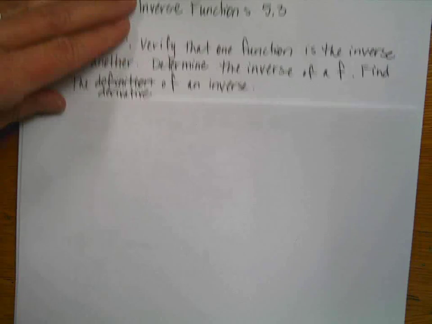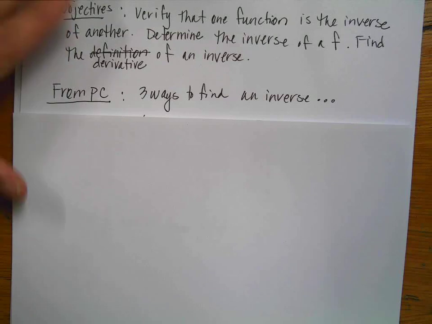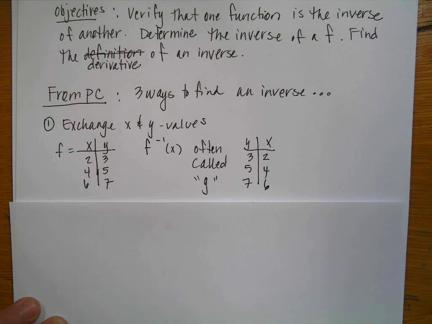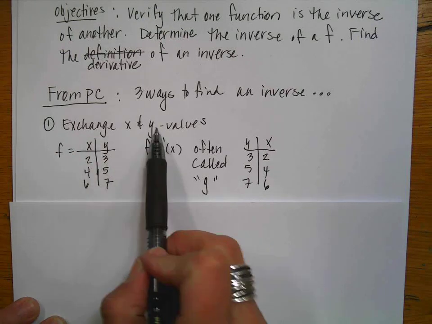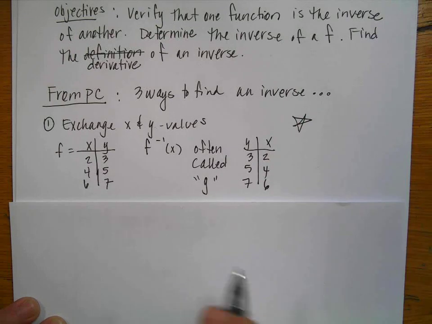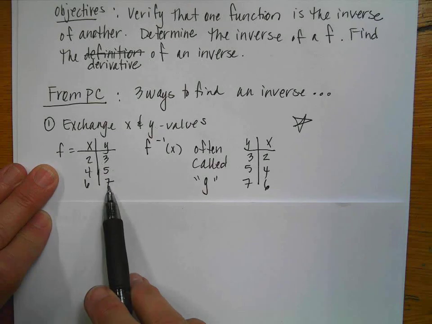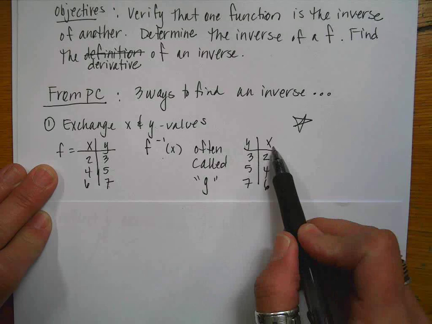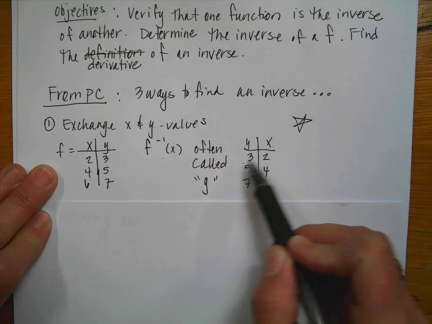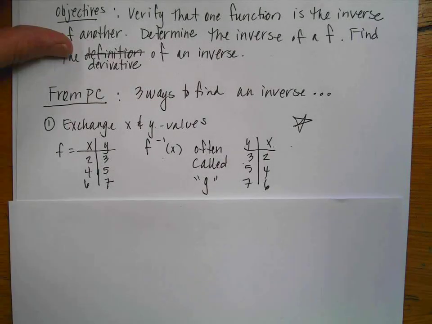Alrighty, so what I've done is pre-write some of our notes from pre-calc. If you'll remember, there are three different ways that you can find the inverse of a function. The first is that you can exchange your x and y values from a table, and we are actually going to use this method later. So if my function had points 2, 3, 4, 5, 6, notice that for the inverse, the x and the y trade places. So notice the range became the domain. This is the information that we're going to use later when we start taking the derivative of an inverse.